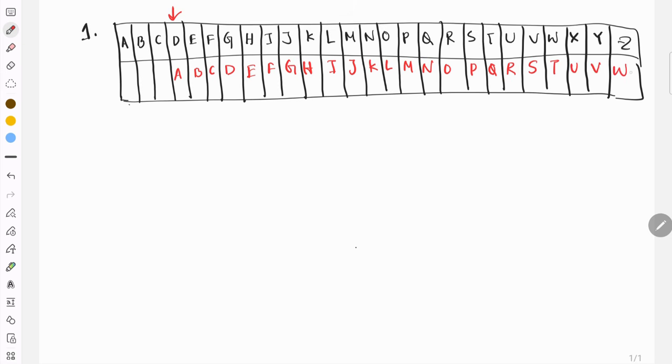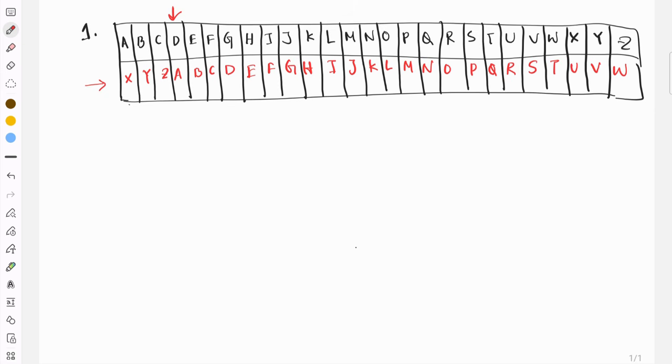After coming up to Z, like I have written up to W for the red letters, I don't have any more space for X, Y and Z. So what will I do? I will start from the beginning again. I will write X, Y and Z over here. Now I have my cipher ready.